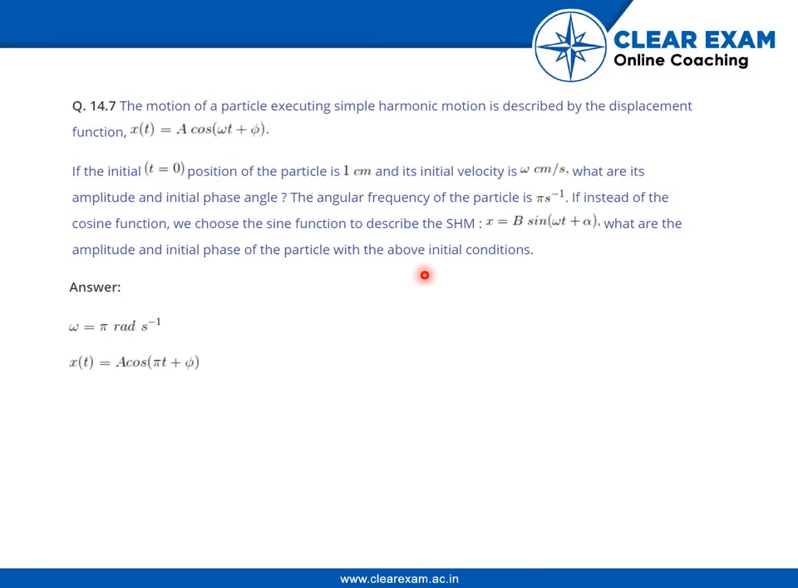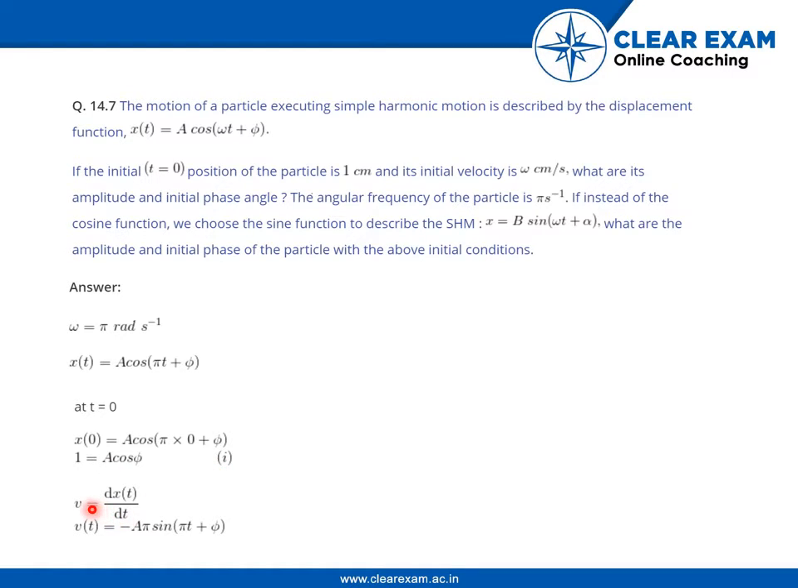So omega is given as pi radian per second. In place of omega we can put in the value of omega, that is pi. So x as a function of t becomes a cos(pi t plus phi). Now at t equals 0, we need to put in the value of t as 0. That's what we have done here, and eventually we get 1 equals a cos phi. So that is our number 1 equation.